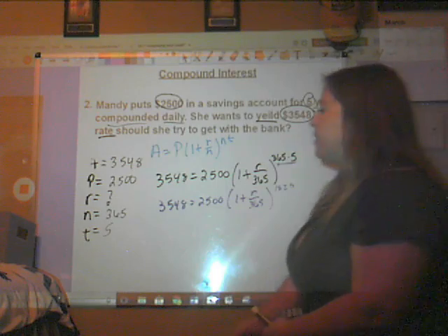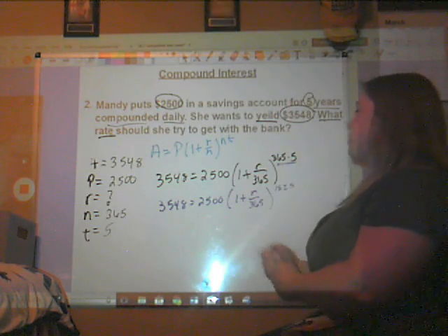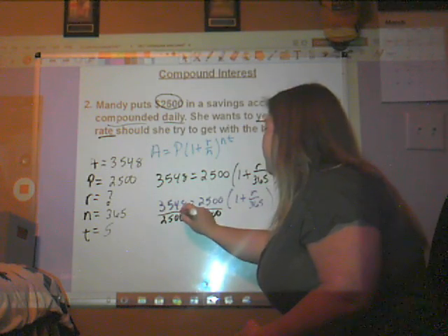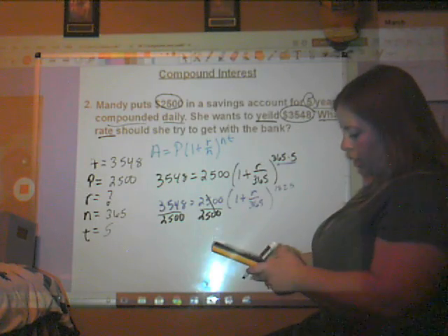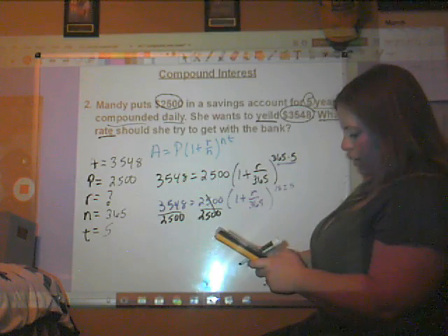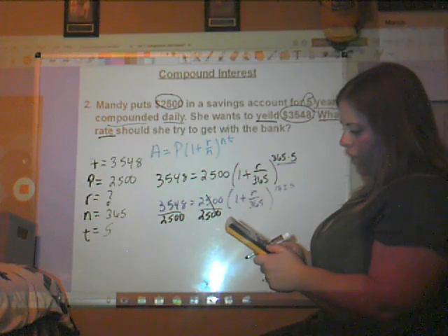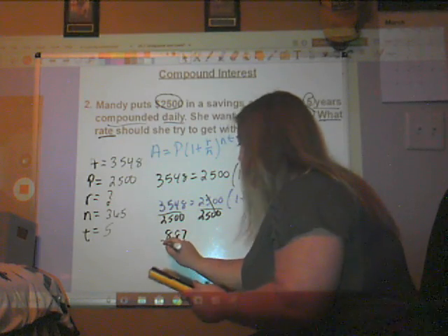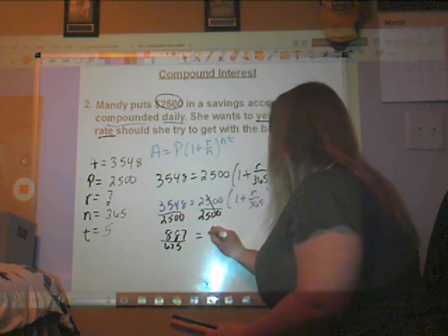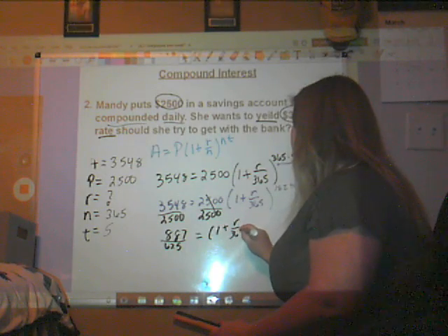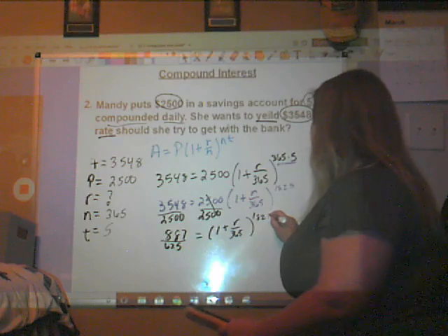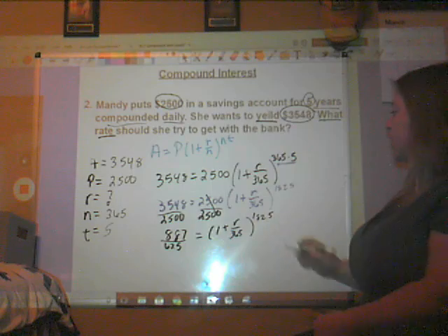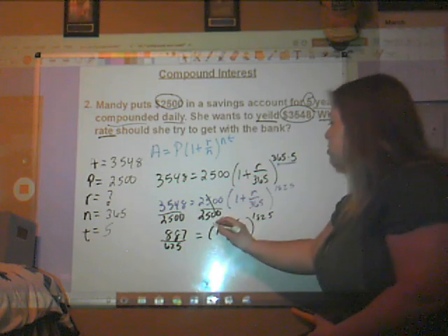Okay? Now I want to isolate this part like always, so I'm going to divide by 2,500. And you always want to get a fraction, so we're going to do 3,548 divided by 2,500 and hit math, enter, enter to get your fraction. So we get 887 over 625. And that equals 1 plus R over 365 to the 1825. Now, notice that R is on the inside. It's got this exponent up here. So we want to get rid of the exponent. So remember, when we get rid of that exponent, we do the flip of it.